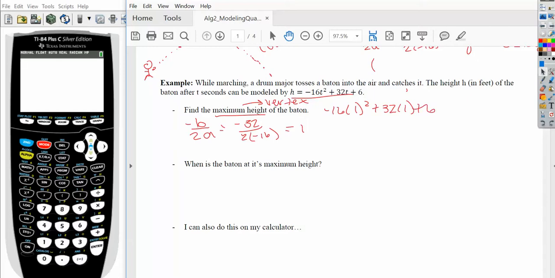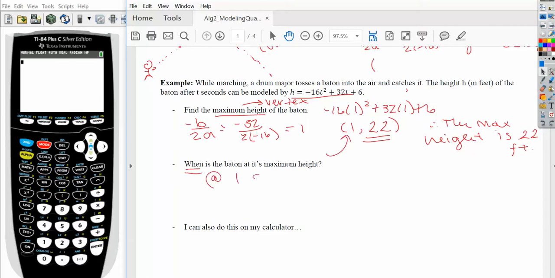And when I type all that into my calculator, I better get 22. So my vertex is (1, 22). The maximum height is always the y value. So I'd say, therefore, the max height is 22 feet. Okay? So now if I look at it, it says when is it at its maximum height. Well, that's the x value of the vertex. So at 1 second.